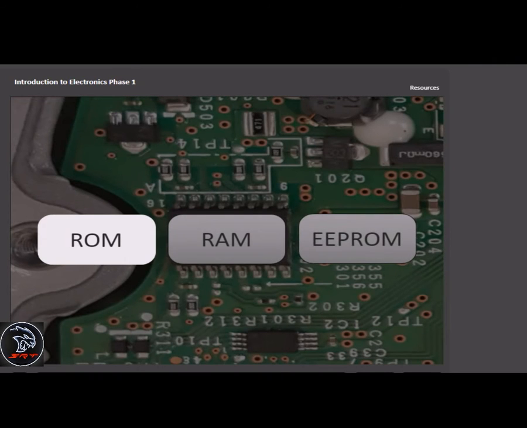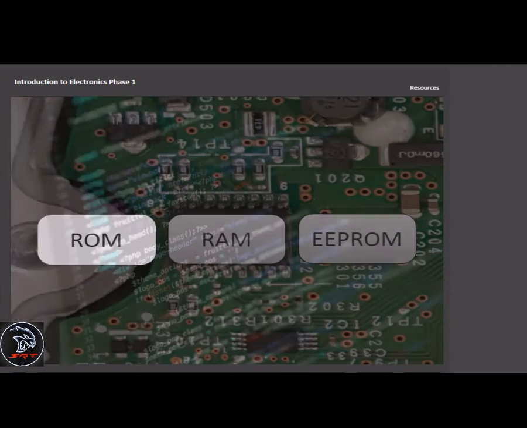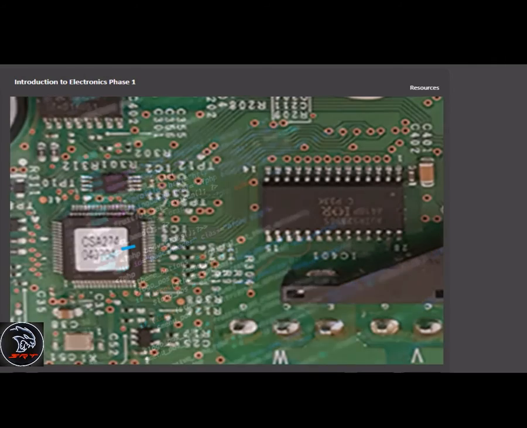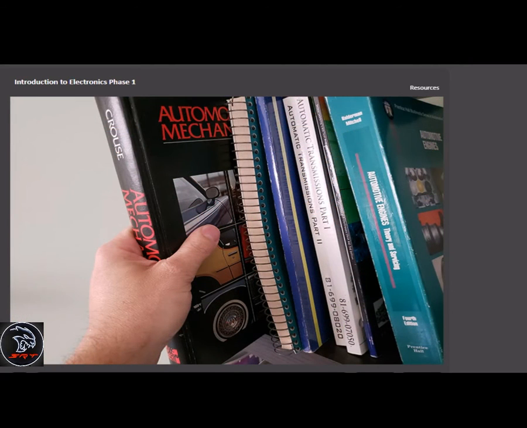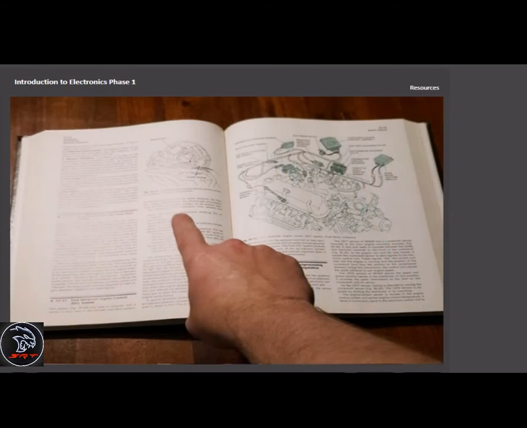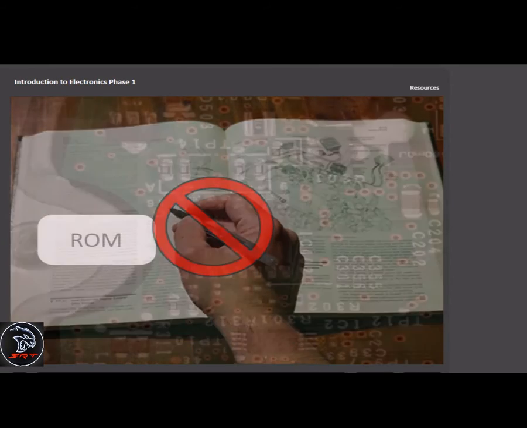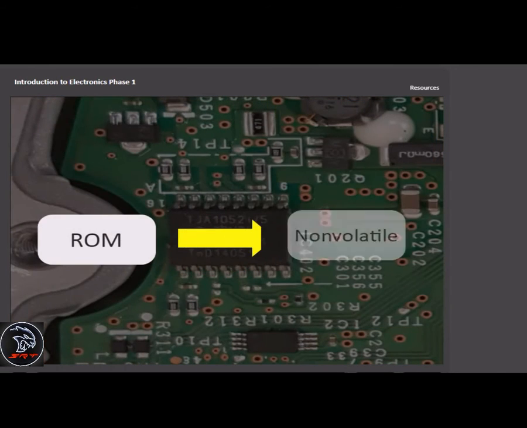Read-only memory, or ROM, is hard-coded memory. The CPU can read ROM, but it cannot change or modify ROM. It's kind of like reading a library book. You can read it, but you can't change it. All ROM is non-volatile.